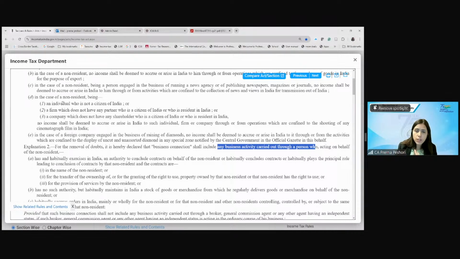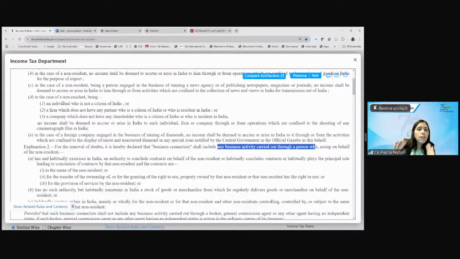What you will do is just send us an email saying that this is so-and-so customer wanting to purchase our goods, and this is the price that we have decided, and the contracts will then be concluded by the non-resident itself. So that we will not fit within this particular clause E.